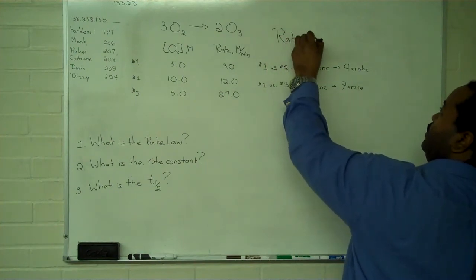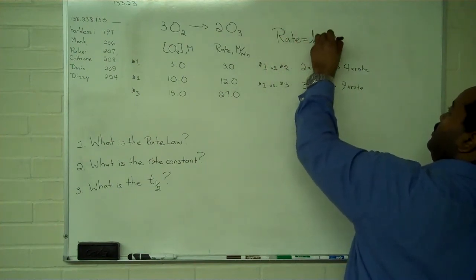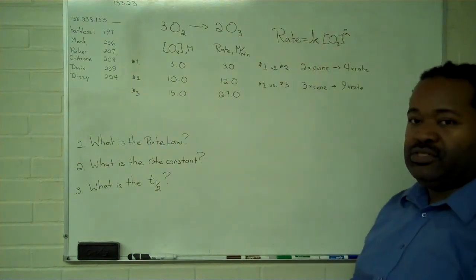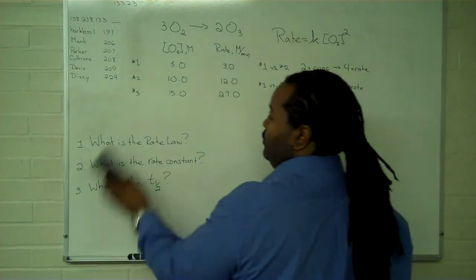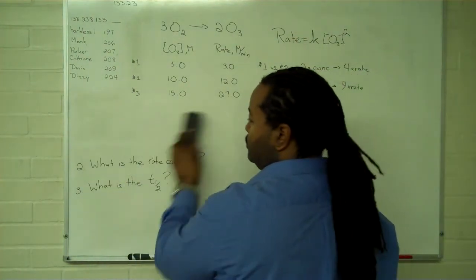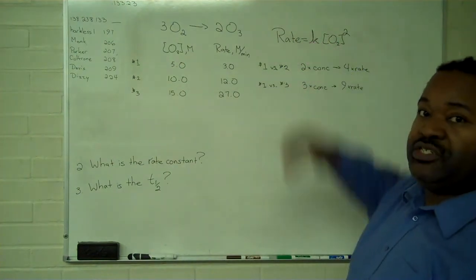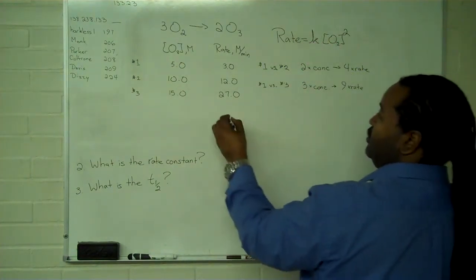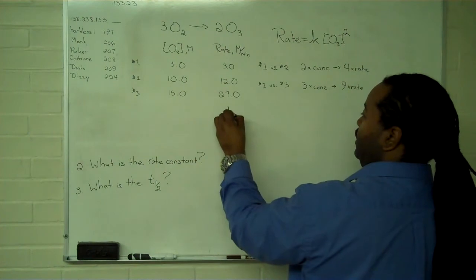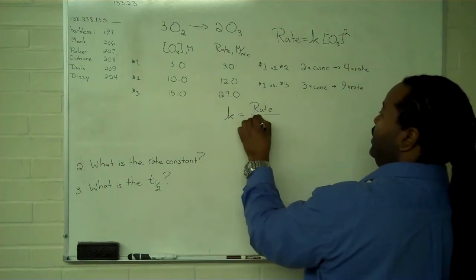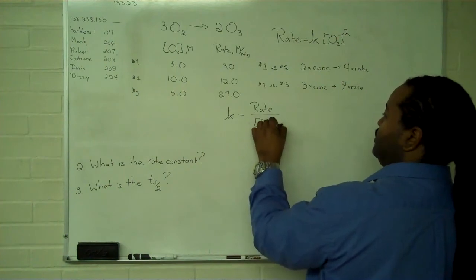So the rate law then is the rate constant times the square of our oxygen concentration. And so this answers our first question: what is the rate law? For the next one, we simply have to solve this expression for the value K. So we're going to take that K equals the rate divided by the square of our oxygen concentration.